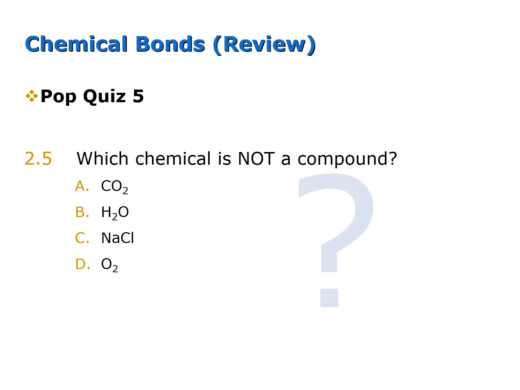Question number 5. Which chemical is not a compound? And the options are A, carbon dioxide, B, water, C, sodium chloride, or D, oxygen. And oxygen, the molecule.